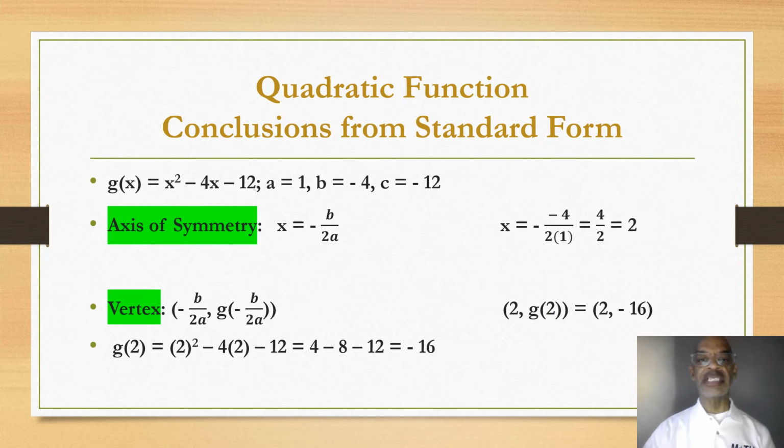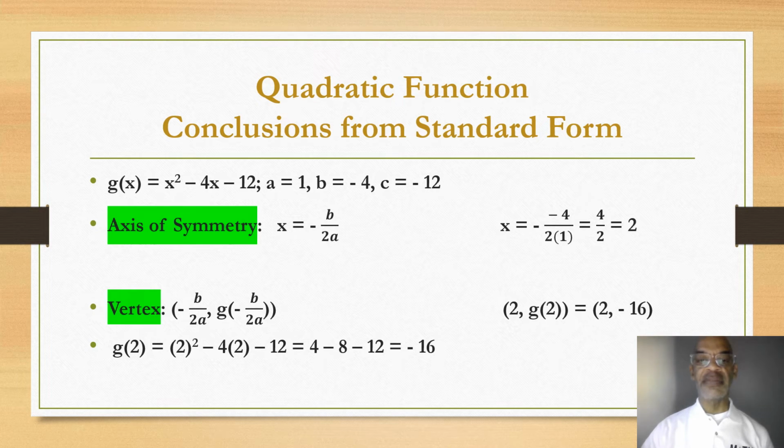When you have a function in standard form, you can determine the axis of symmetry using the formula x equals the opposite of b divided by 2a. With our function g of x, b equals negative 4 and a equals 1. Therefore, the axis of symmetry calculates to x equals 2 for the vertical line.